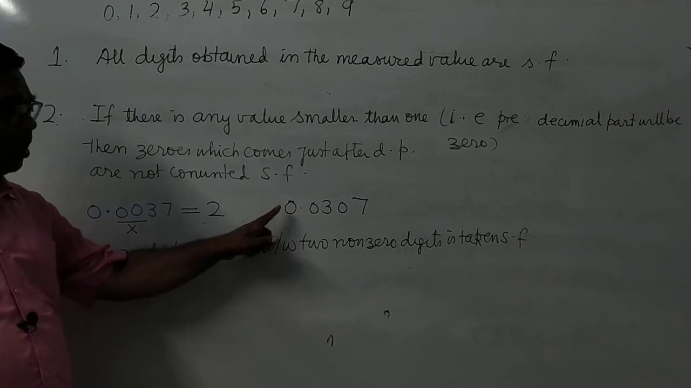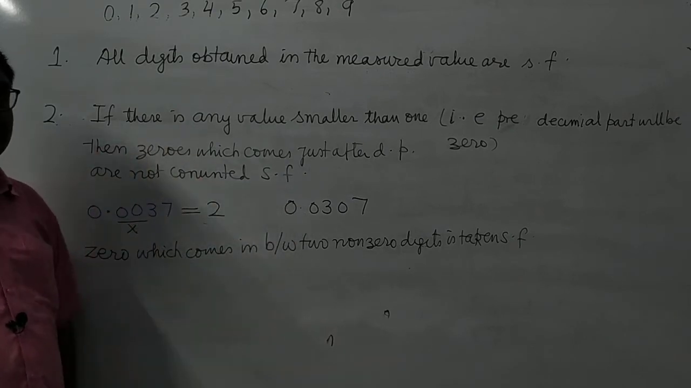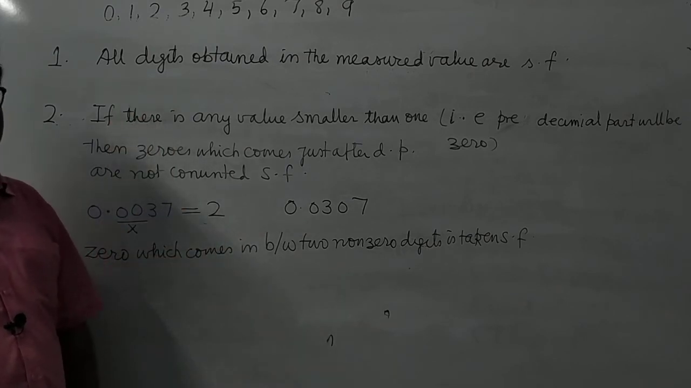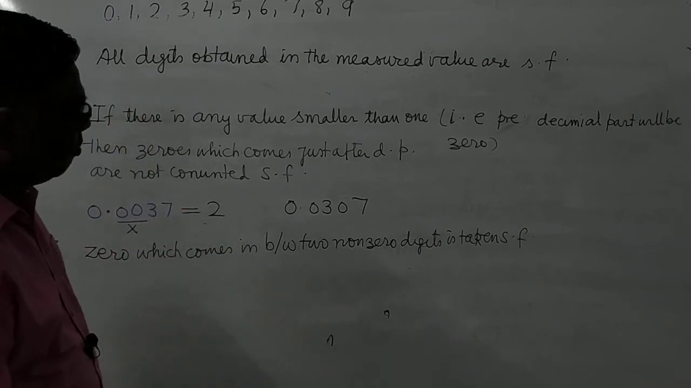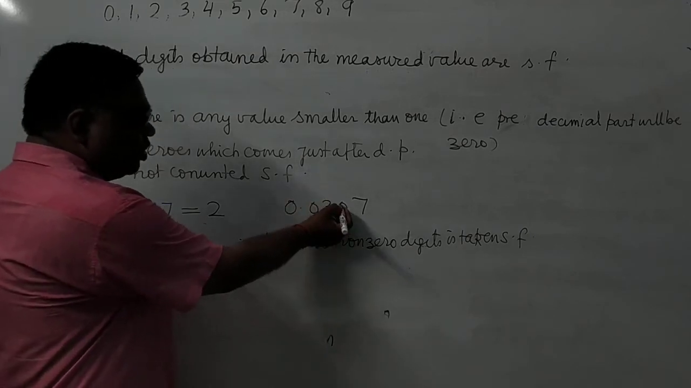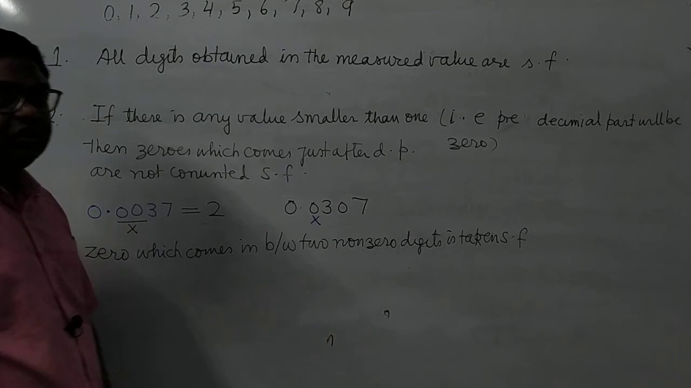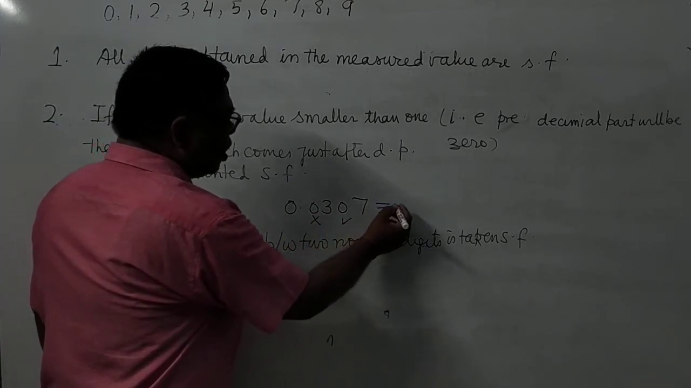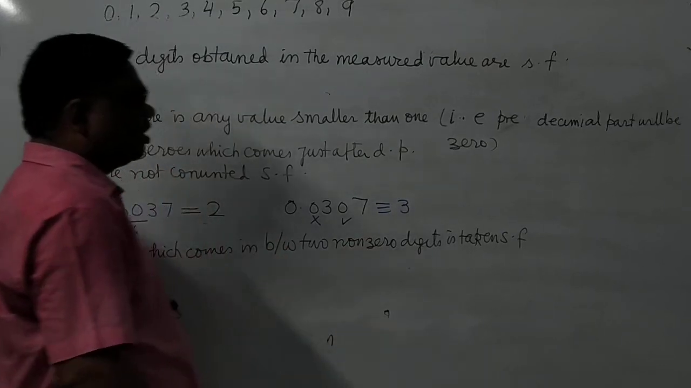The part before the decimal, the pre-decimal part, is 0. So the zeros which come just after the decimal will not be counted as significant. But this zero, which comes in between two non-zeros, will be counted as significant. Means there will be how many? 3 significant figures. It's clear?